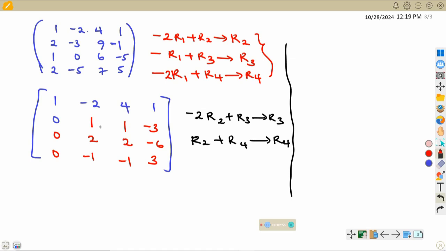row 2. So using row 2, to create a 0 here, we shall apply -2 in row 2 plus row 3 to give us row 3. The effect should be here. And row 2 plus row 4 to give us row 4. We want the effect to be here. So when we do that, we shall be able to obtain this will remain the same, 1, -2, 4, and 1. And this one here will be 0, 1, 1, -3. It is still remaining the same. When we apply our operations, of course, this will remain 0.